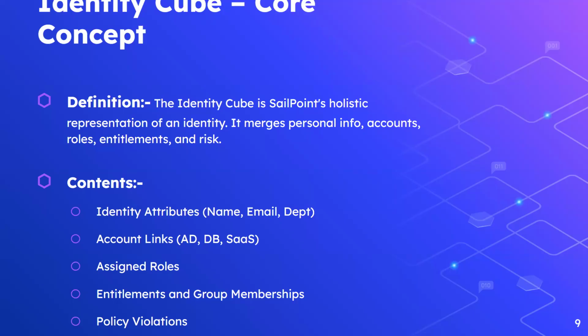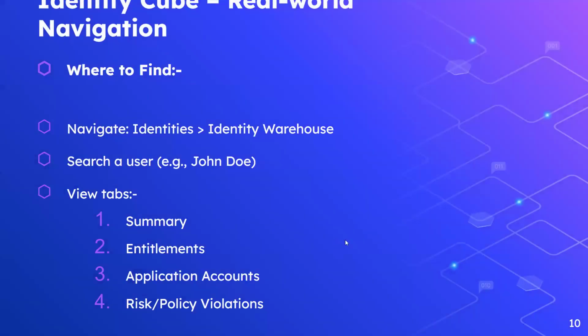The contents are attributes like name, email, department, and account links. What are the accounts he has access to? What are the roles he's been assigned to? Any entitlements or any groups he's a part of, for example, security group, IT group, and any policy violations that will be triggered for that user. All of this stuff is inside the identity cube. Got it.